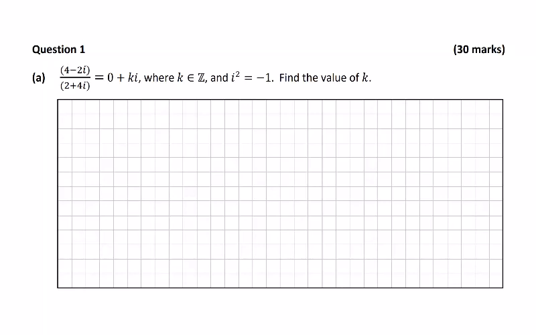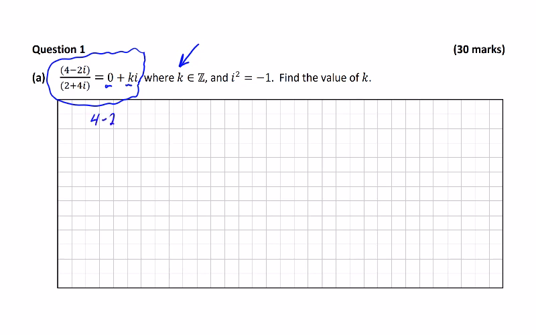Question 1, 2021 Leaving Cert is a division of a complex number question. We're told that (4 minus 2i) divided by (2 plus 4i) is equal to 0 plus ki, so the real part is 0. We need to find this value of k. What number is in front of the imaginary part?